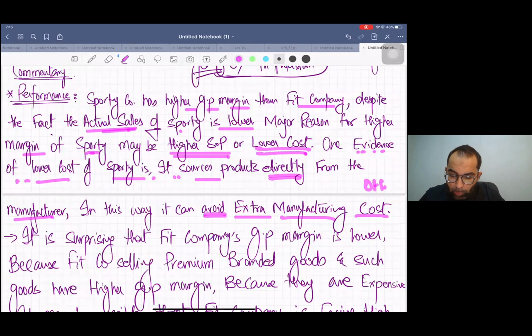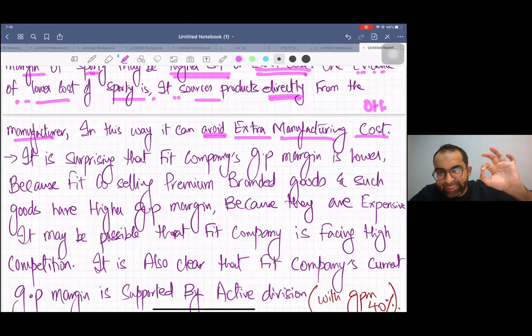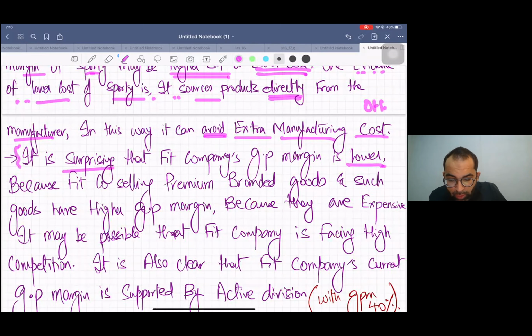Now we read these lines. Fit company is a branded party, and branded parties are normally expensive, so their margins should be higher, but the things are opposite. It is surprising that Fit company's GP margin is lower, because Fit company is selling premium branded goods, and such goods have a higher GP margin because they are expensive.